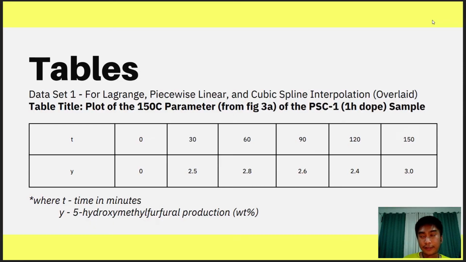For data set number 1, which is going to be the Lagrange, piecewise linear and the cubic spline interpolation, this is going to be overlaid using MATLAB. The table title is the plot of the 150C parameter from figure 3A of the PSC1, or 1 hour doped sample. We have our values T and Y over here. T represents the time in minutes, the reaction time, and Y is the amount of production in weight percent of 5-HMF, or hydroxymethylfurfural.